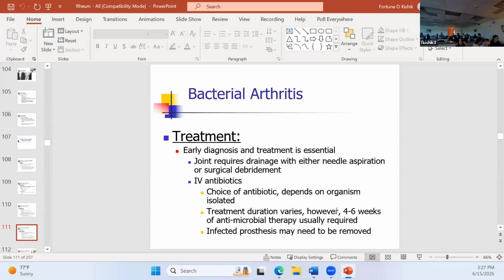You can give IV, absolutely. Okay? But nowadays, there are certain medications that we know, like if you're covering MRSA, then we know that Doxy works very well. We know Bactrim works very well. If it's just a simple cellulitis, then Keflex will work. But it depends.